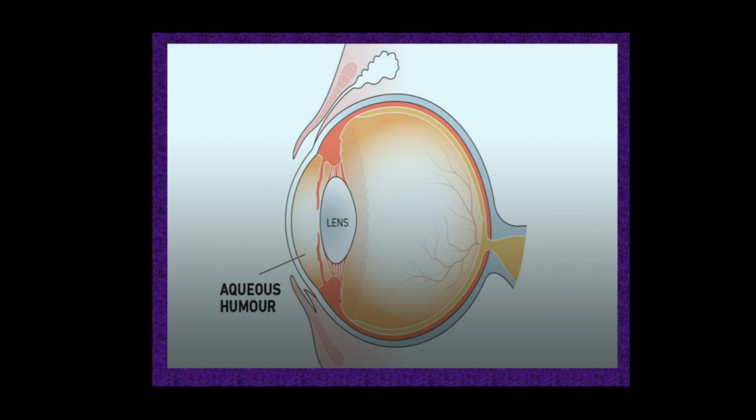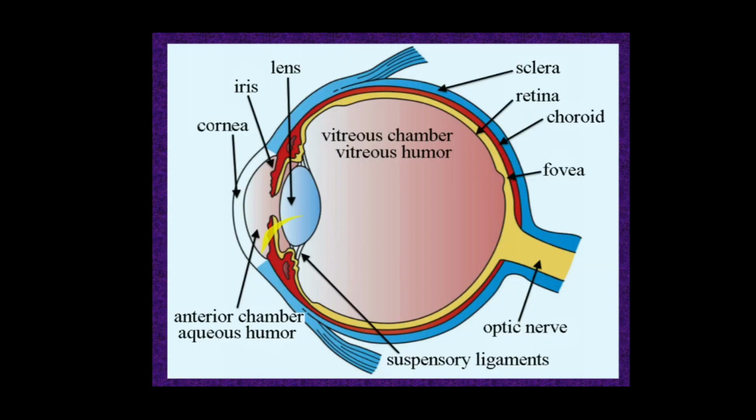Here you can see the location of the aqueous humor. Here you can see the vitreous humor and the chamber, the large chamber behind the lens, and the anterior aqueous chamber with humor that is in front of the lens. So in front of the lens is the aqueous, behind the lens is the vitreous. So when you draw the figure also, you have to mark the difference between the two chambers. Aqueous should be very small in size, whereas vitreous should be large in size.